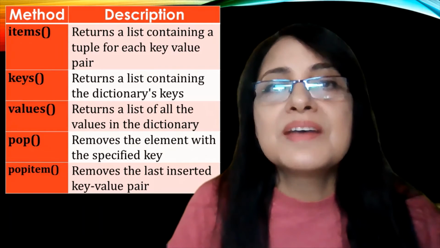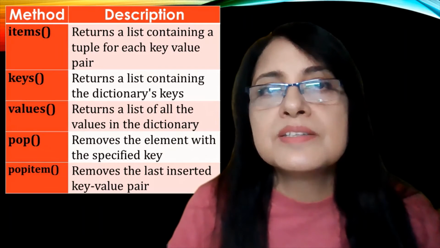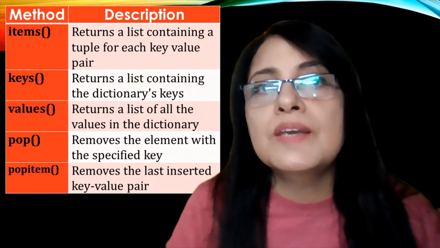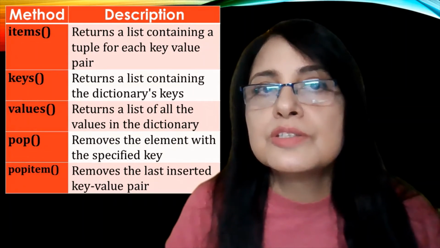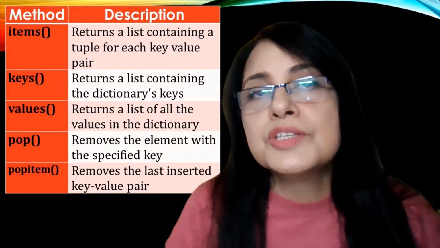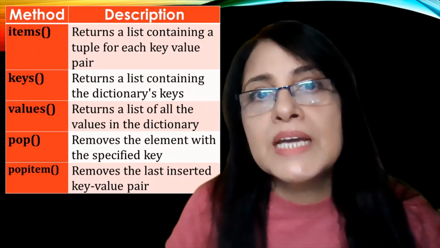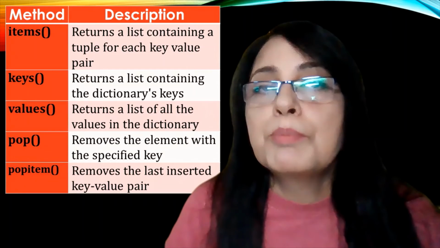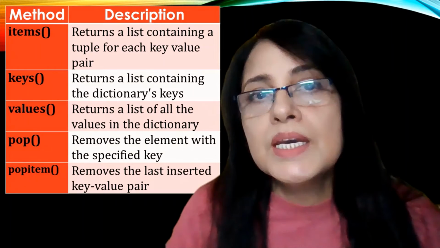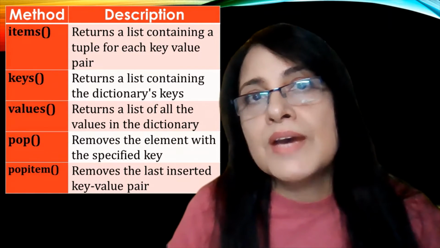We now look at some methods very specific to dictionaries. We start with items, which returns a list containing a tuple for each key value pair in the dictionary. The keys method returns a list containing the dictionary's keys. Values will return a list of all the values in the dictionary. Pop will remove the element with the specified key, and popitem removes the last inserted key value pair.